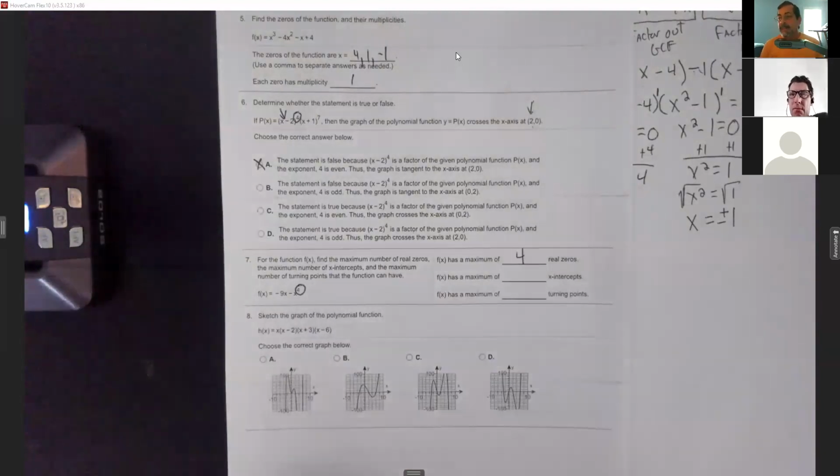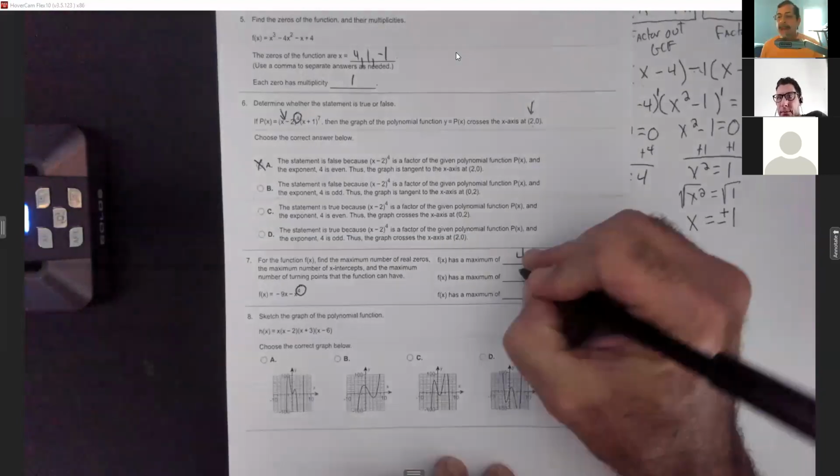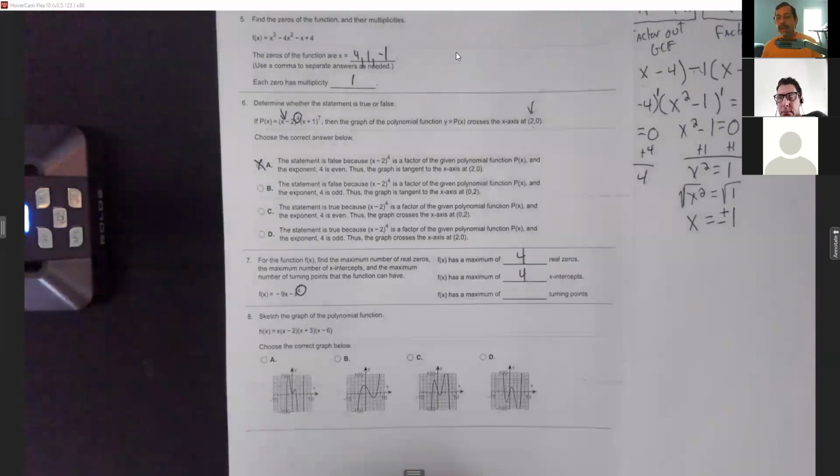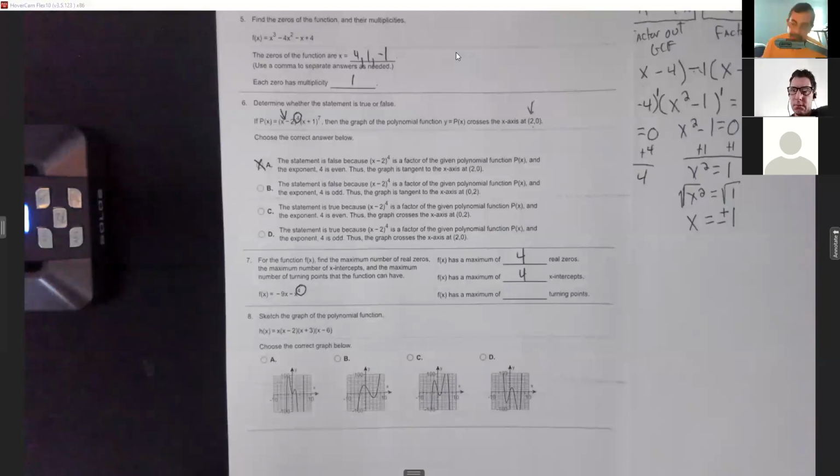Well, x-intercepts and zeros are the same thing. So if it's got a maximum of 4 real zeros, it's got a maximum of 4 x-intercepts. So y'all, the one that's going to be different is the maximum turning points. In the maximum turning points, you took the degree and you subtracted 1. So my degree is 4, subtract 1, that's going to leave me a 3.